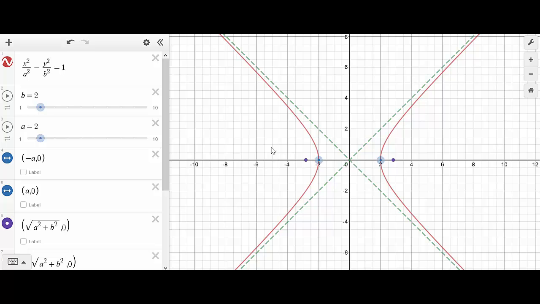And let's just take a minute and take note of something. Look at this. You got B is 2 and A is 2. And look at the slope.